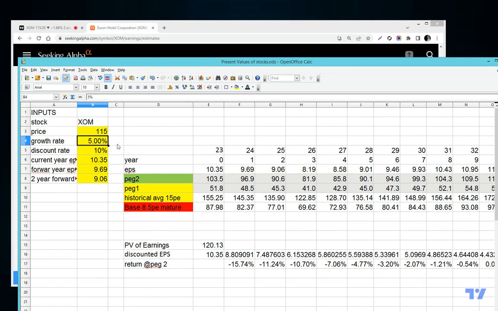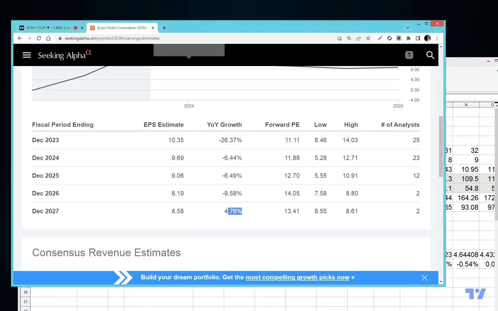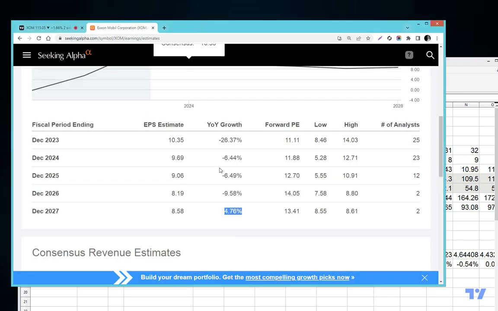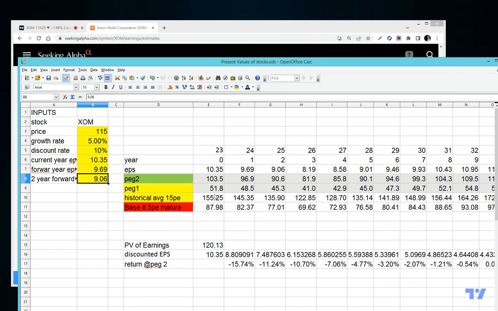I have to give it some growth rate, which I'm going to use 5% because in 2027, someone thinks that it's going to be growing that much. I have to apply some discount rate so we can take future values to today. And I put in the three EPSs that I get from Seeking Alpha. And it'll do the math for me. It'll grow it out and then discount it back.